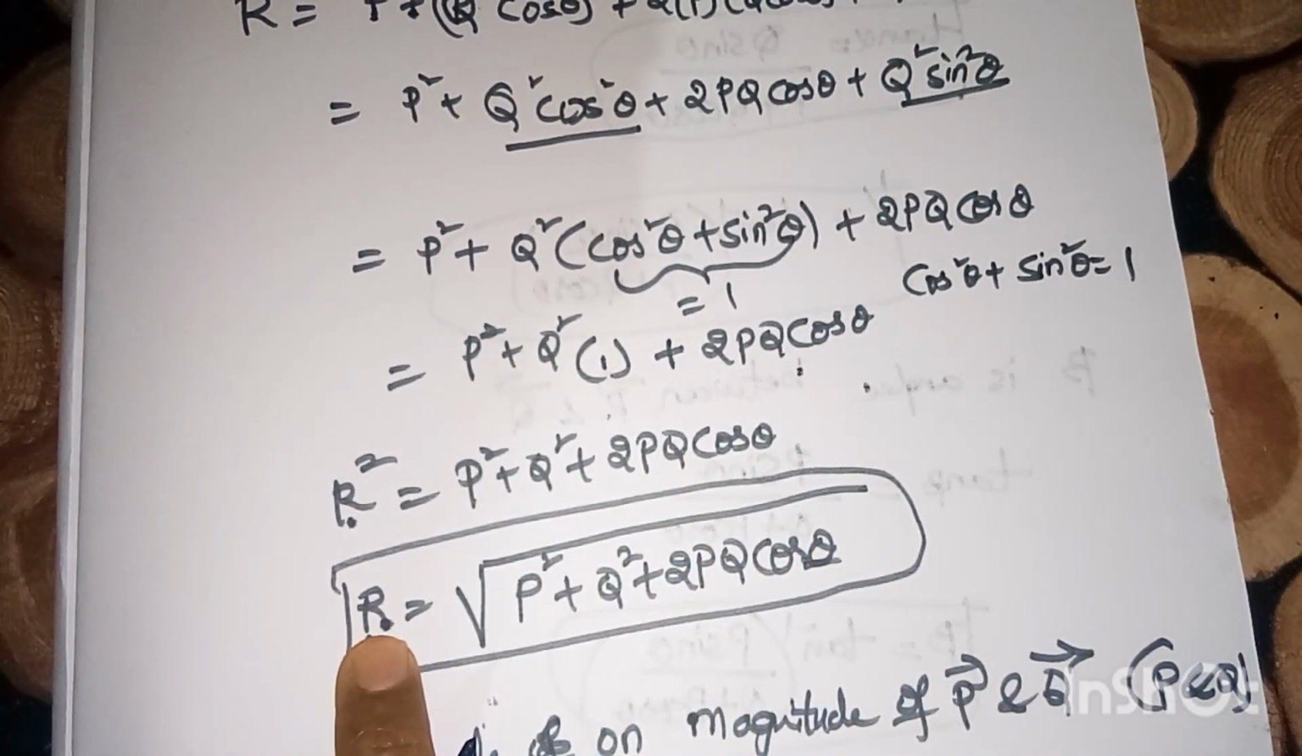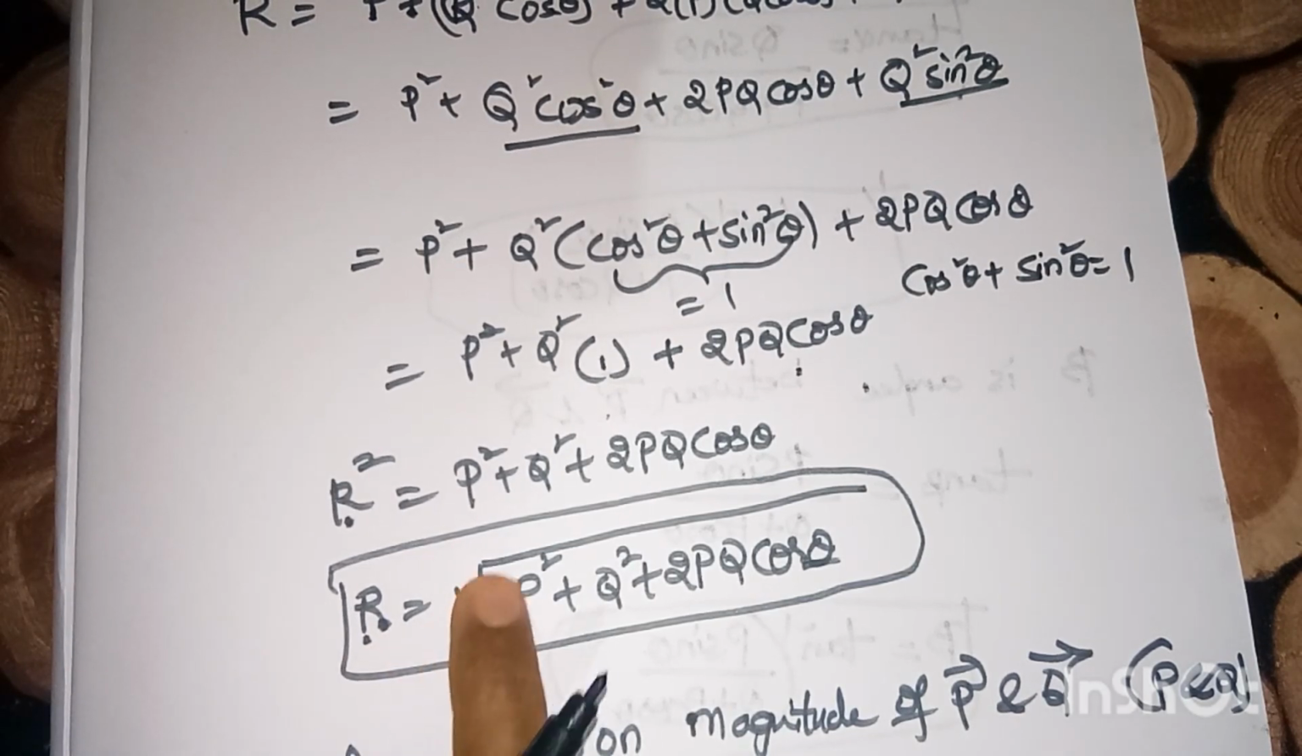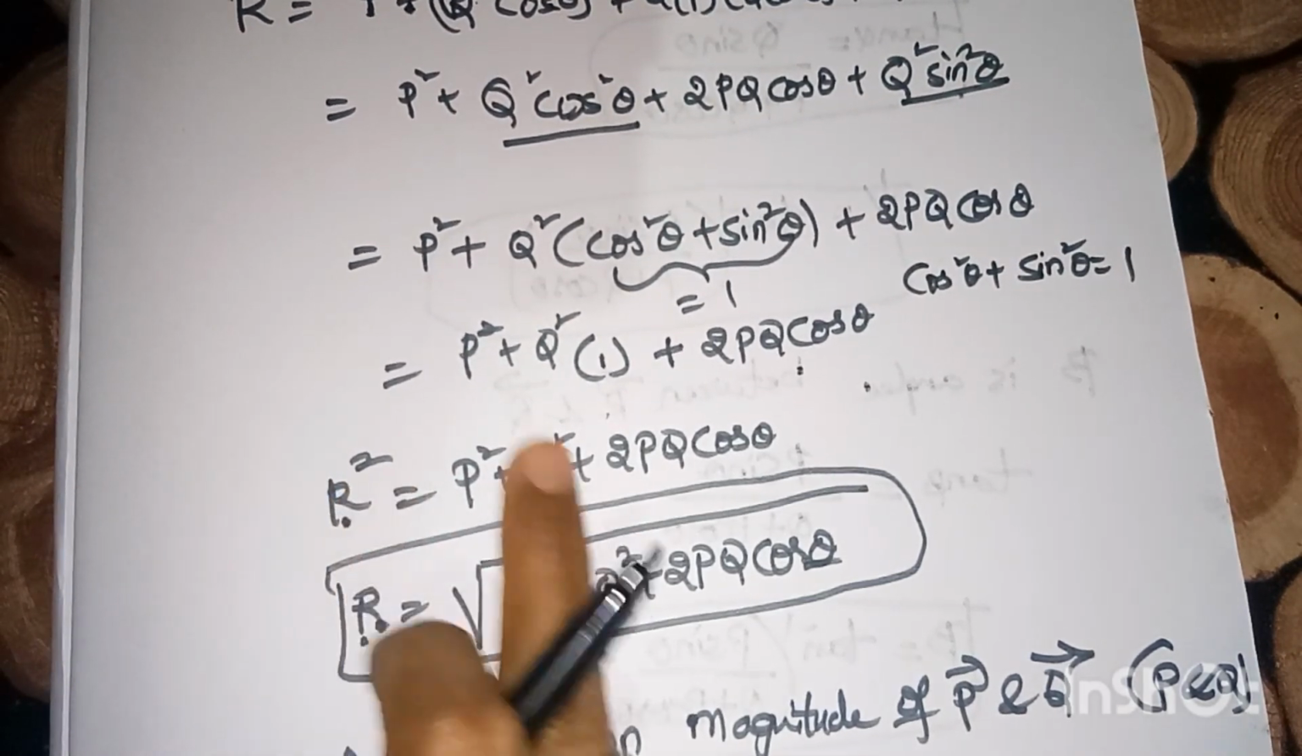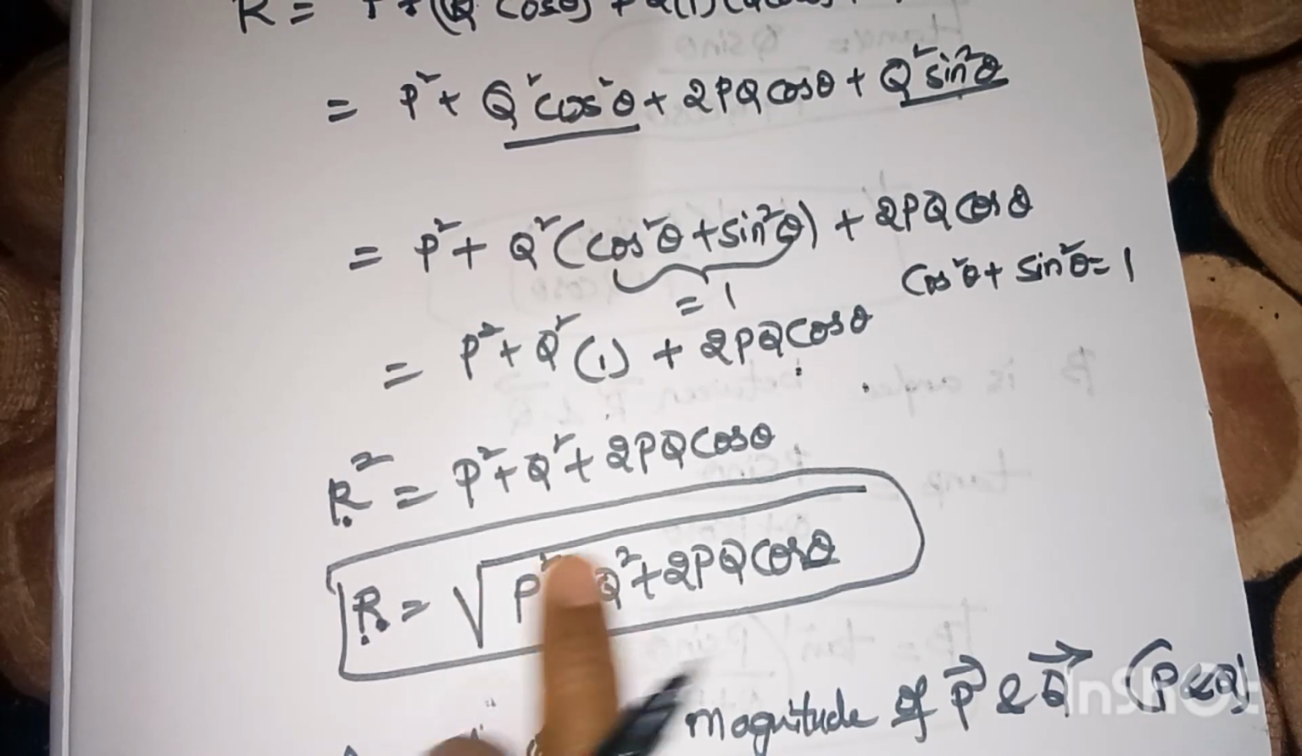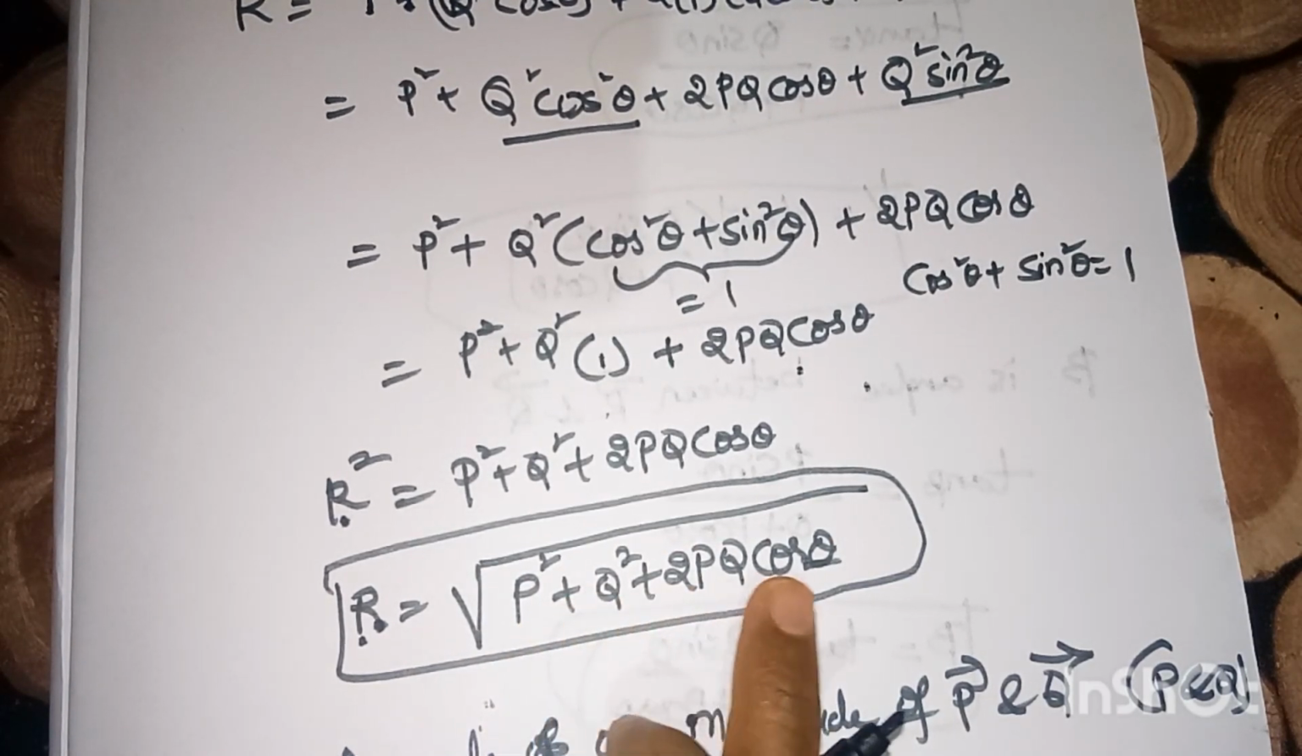We want the magnitude of resultant. So R equals under root. As I am sending the square to the right hand side, it will become a square root. R equals square root of P square plus Q square plus 2PQ cos theta.